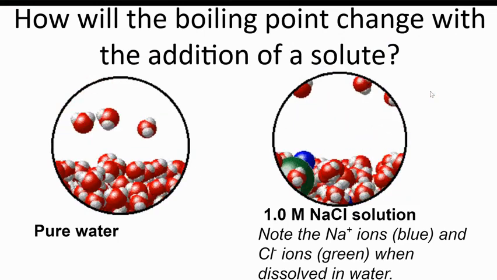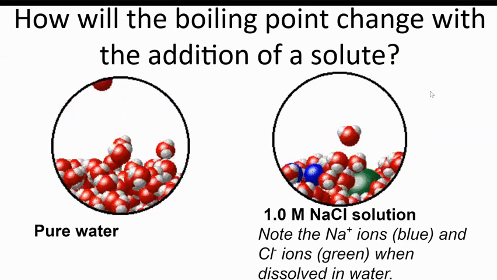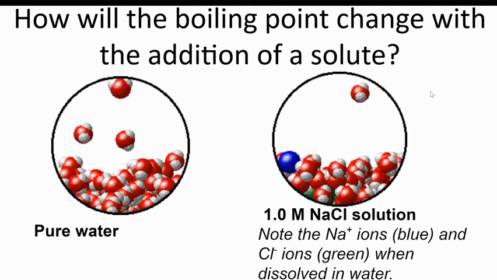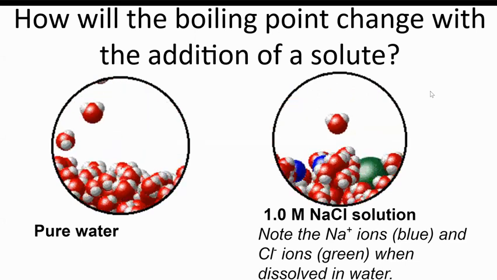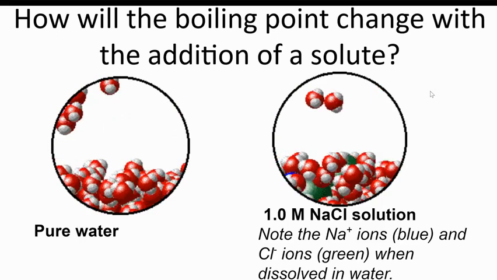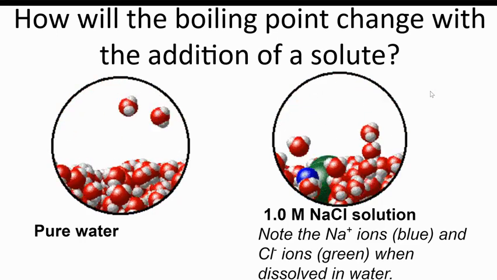So our next question would be, how will the boiling point change with the addition of a solute? And as we look at the animation on the left, we can see it's pure water. The animation on the right is showing a 1 molar sodium chloride, i.e. saltwater solution. Note the sodium ions are blue and the chlorine ions are green in the water.